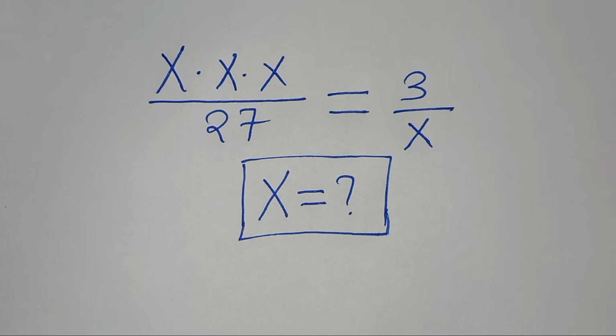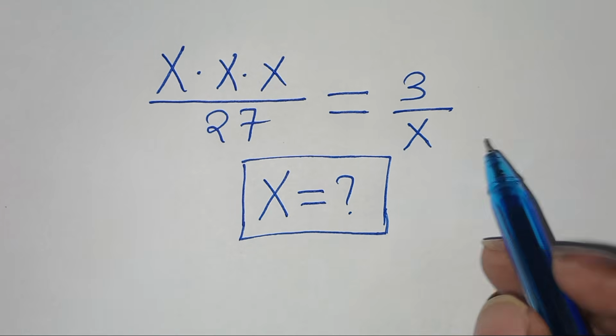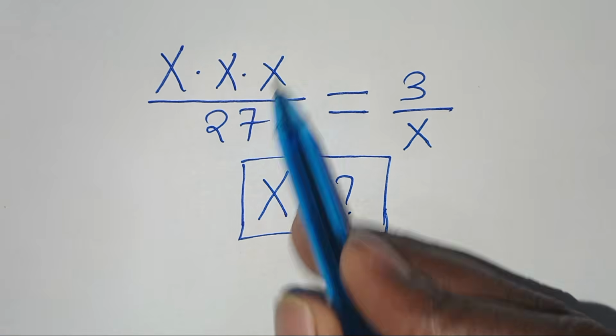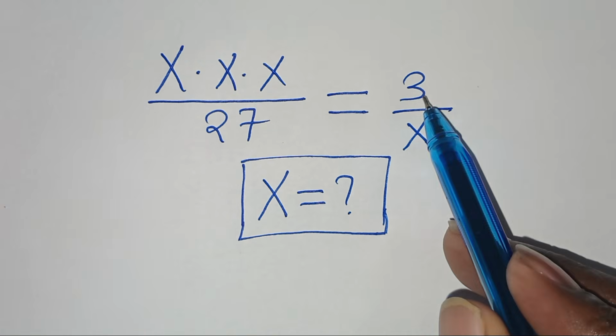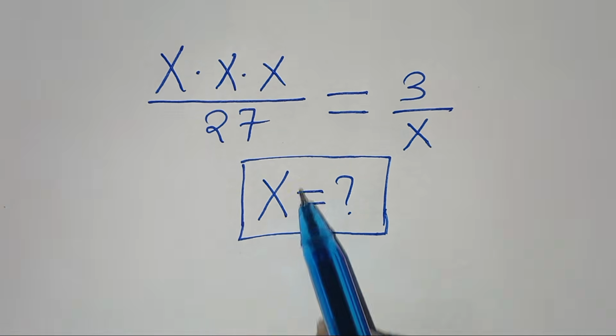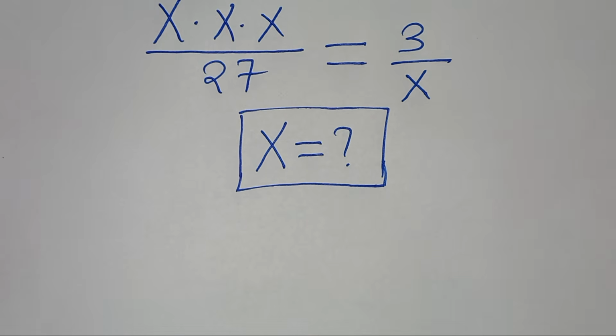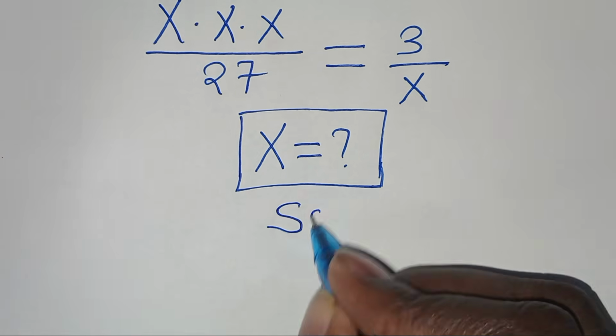Hello everyone, you're welcome to solve this nice algebra problem, which is x times x times x divided by 27. This is equal to 3 over x. So what is the value of x? So let's provide a solution from here.